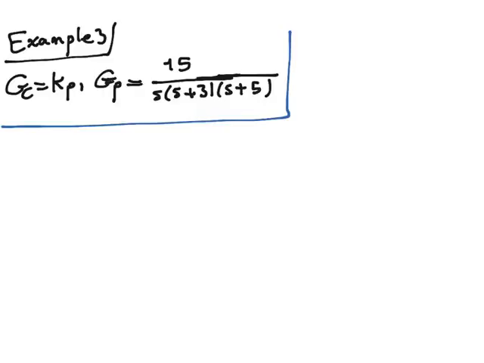Here we have the third example of drawing root locus. GC is again equal to KP, and GP is equal to 15 divided by S times (S plus 3) times (S plus 5). And we want to draw the root locus for different values of KP for this system.